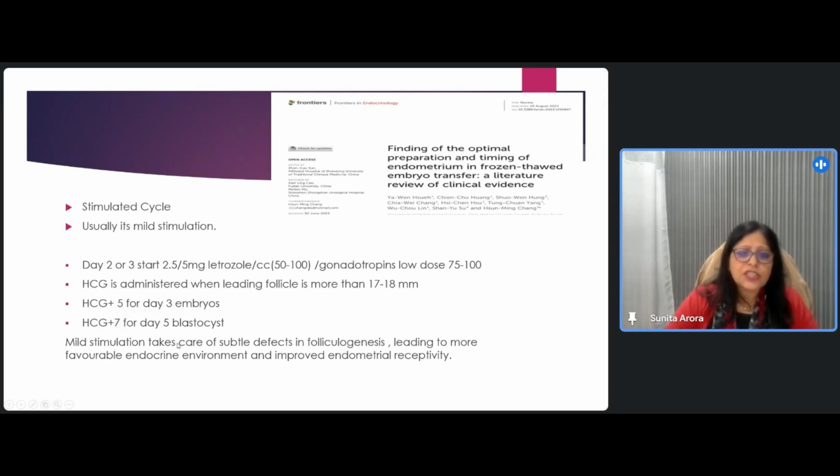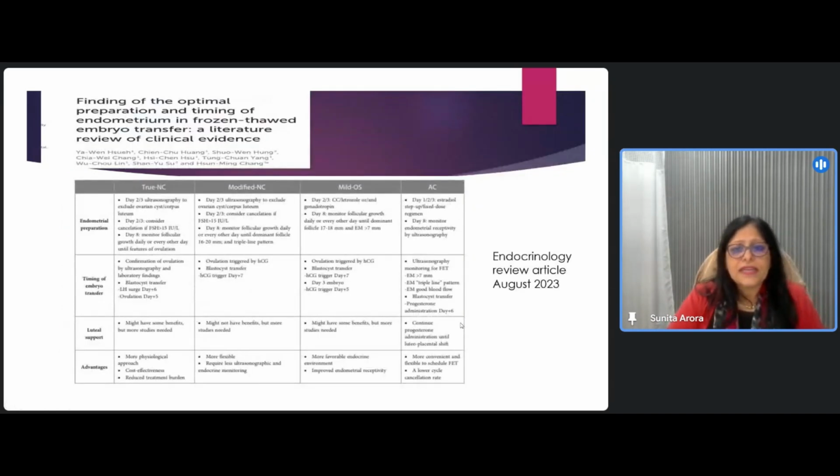So mild stimulation takes care of subtle defects in folliculogenesis. That is an extra advantage, leading to a more favorable endocrine environment and improved endometrial receptivity. This is as per this beautiful article in Frontiers in Endocrinology, which says that a stimulated cycle is a shade better than a natural cycle.